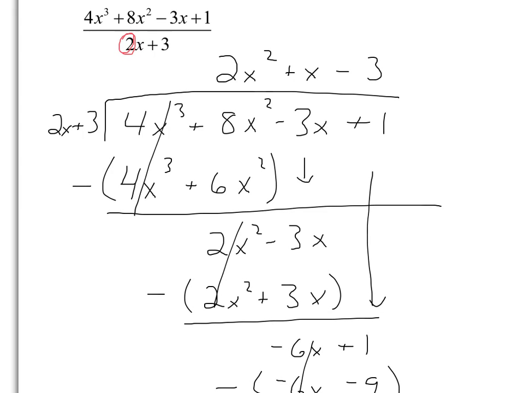And I'm going to put that remainder here, plus 10 over the thing I'm dividing by, 2x plus 3. So the answer is 2x squared plus x minus 3 plus 10 over 2x plus 3.